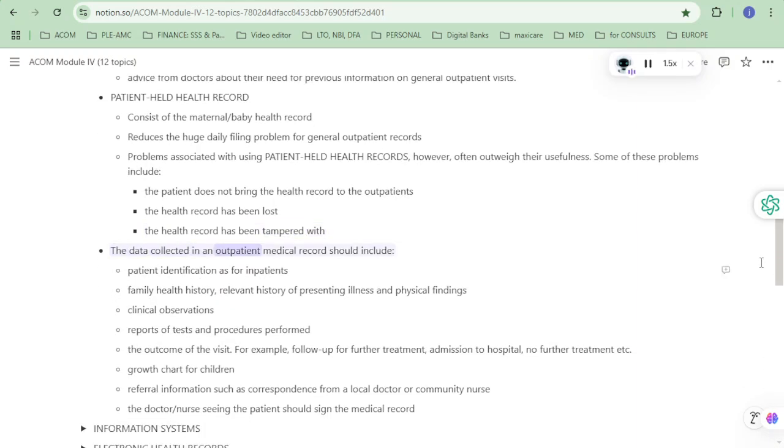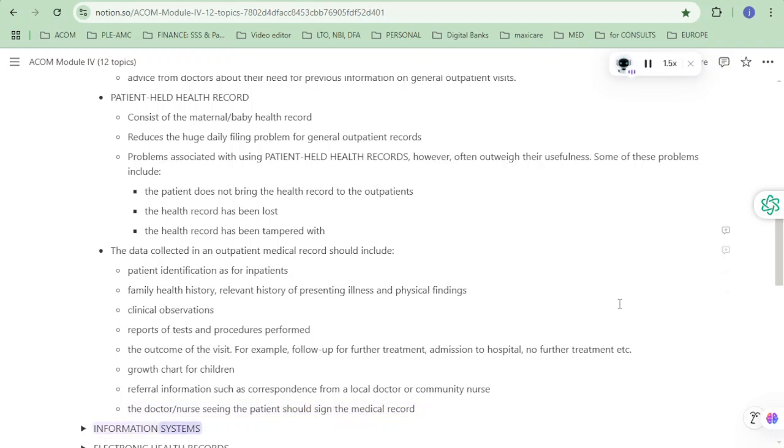The data collected in an outpatient medical record should include patient identification as for inpatients, family health history, relevant history of presenting illness and physical findings, clinical observations, reports of tests and procedures performed, and the outcome of the visit. For example, follow-up for further treatment, admission to hospital, no further treatment, etc. Growth chart for children. Referral information such as correspondence from a local doctor or community nurse. The doctor/nurse seeing the patient should sign the medical record.